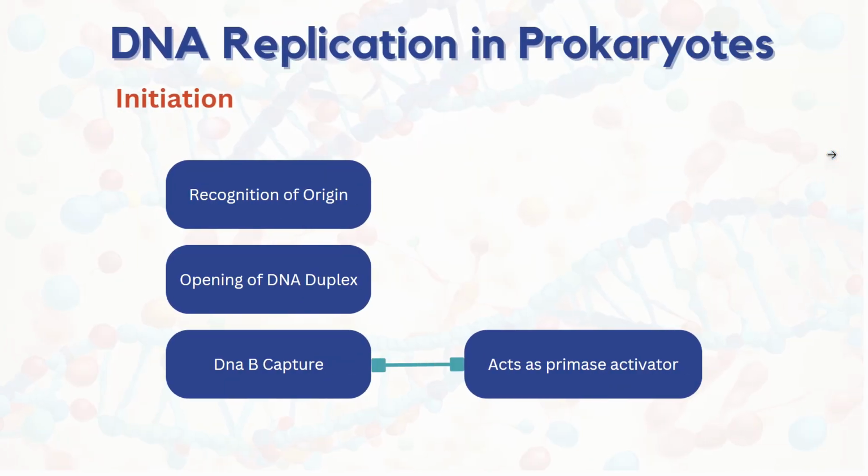Let's talk about the process of DNA replication in prokaryotes. The initiation of DNA replication in prokaryotes involves recognition of the origin followed by opening of the DNA duplex, and DnaC captures DnaB, which acts as a primase activator.